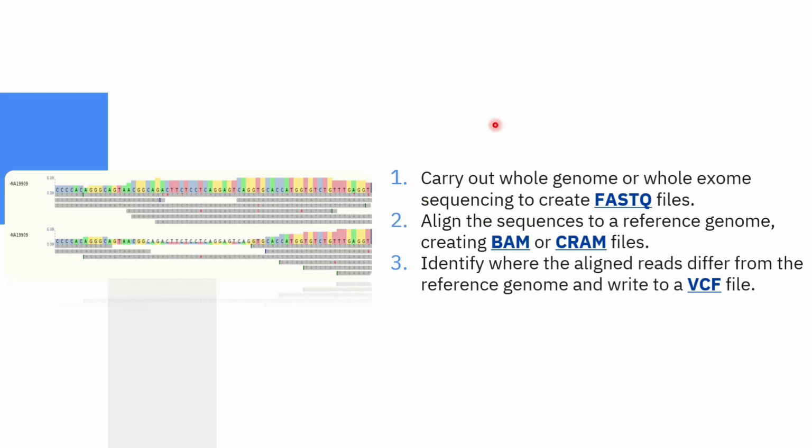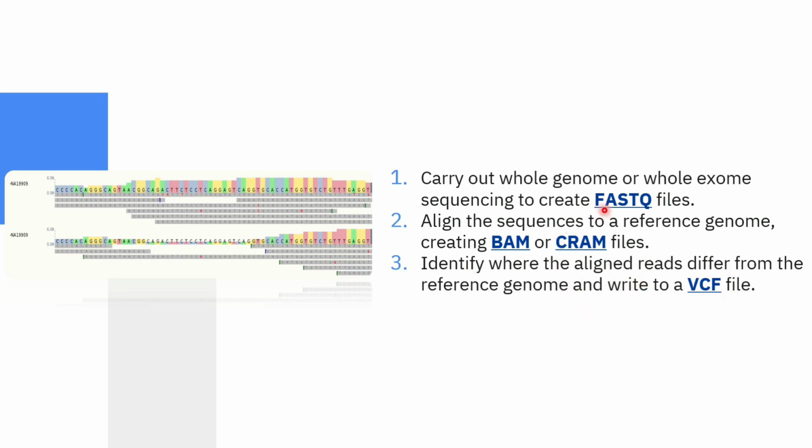So how do we do all this? You carry out whole genome or whole exome sequencing to create a FASTQ file. After that, we align the sequences to the reference genome by creating a BAM file. After creating the BAM file, we identify where the aligned reads differ from the reference genome and write that into a VCF file. So we will create a VCF file as well.